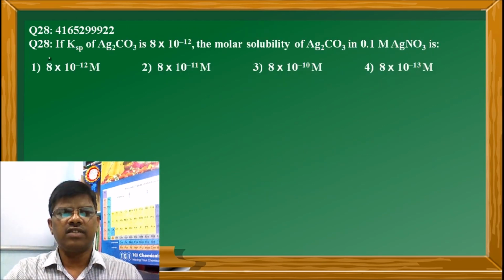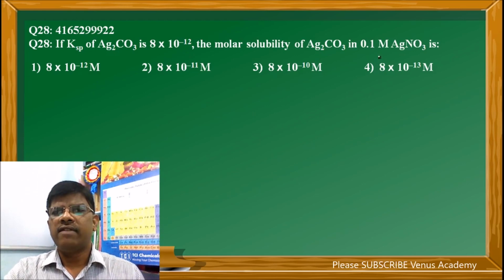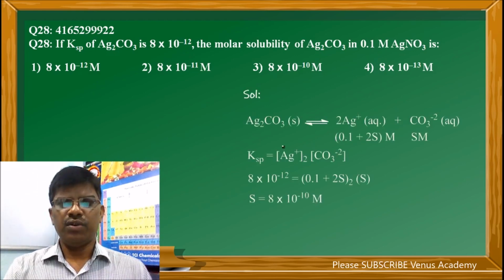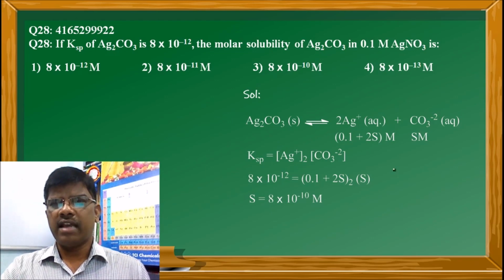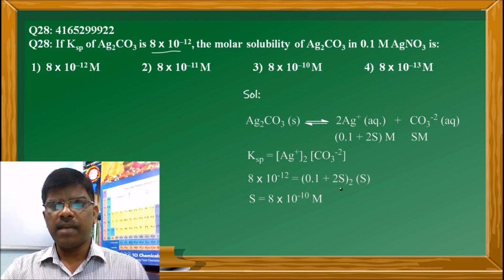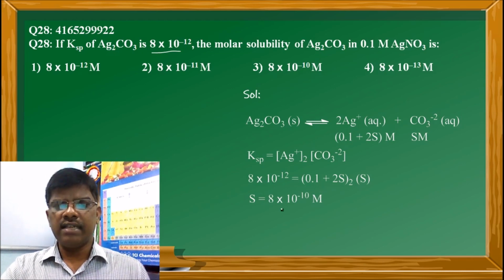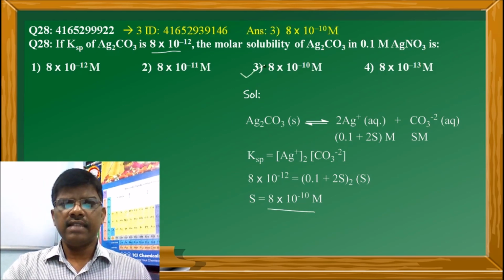Next, question number 28. If Ksp of silver carbonate is 18 into 10 to the power of minus 12, the molar solubility of silver carbonate in 0.1 molar silver nitrate is, dear friends, we know that silver carbonate gives what? Silver ions and carbonate ions. So the solubility product Ksp equals silver concentration squared times carbonate concentration. It is nothing but 18 into 10 to the power minus 12 equals 0.1 squared times s, so s equals 18 into 10 to the power of minus 10. So option B is the correct option, friends.